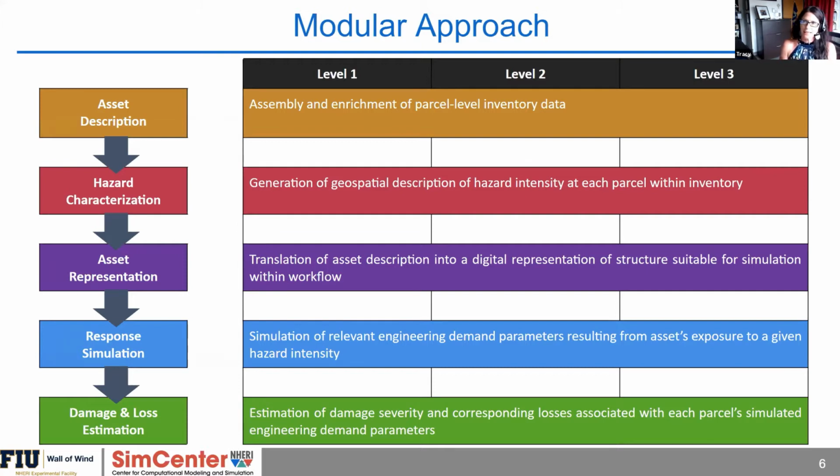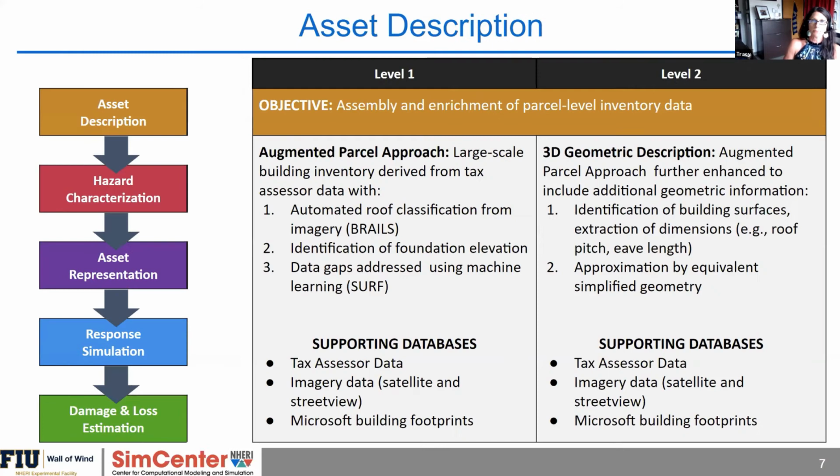And what I want to highlight is what we're doing is building out capabilities so that they have a low fidelity at level 1, but then showing you how we'll build out more capability at level 2 and so on, so that you have a variety of options in your simulation for how fine you want to resolve or at what fidelity you want to describe the building, the hazard, etc.